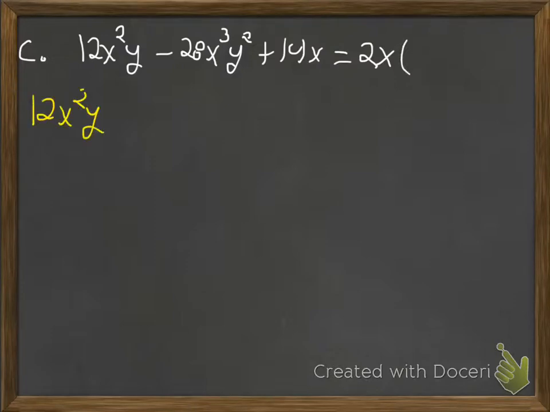And we're just going to play the same game. So 12x squared y divided by 2x. 2 goes into 12 6 times. One of the x's cancels, and we'll have 1x left over. So I'll have 6xy.